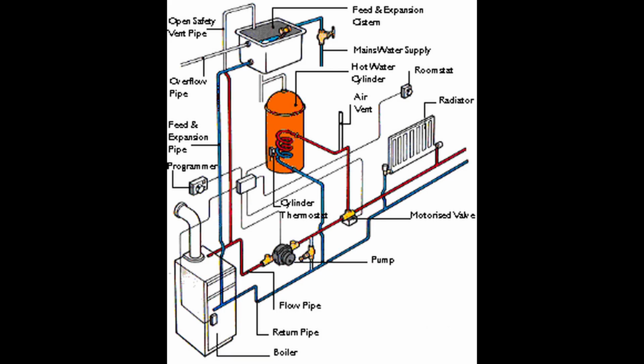In an open-vented system, a small tank is located in the loft. This tank is known as the feed and expansion tank and is located next to or near your larger cold water tank. If you have this type of configuration, please view open-vented section of the video.